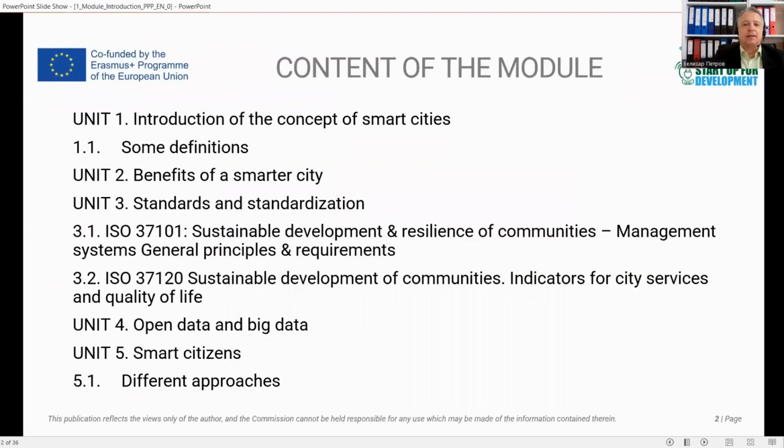The content of the module is as follows: Unit 1, Introduction of the Concept of Smart Cities. Unit 2, Benefits of Smarter City. Unit 3, Standards and Standardization. Unit 4, Open Data and Big Data. And Unit 5, Smart Citizens.